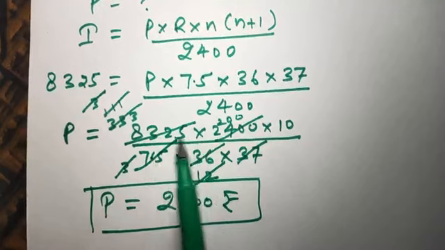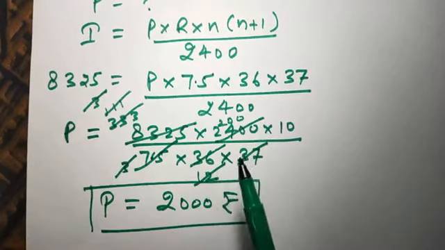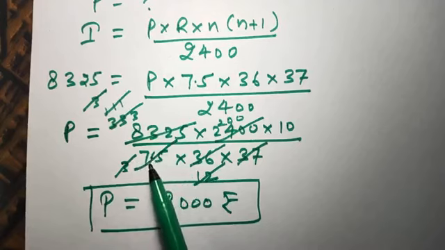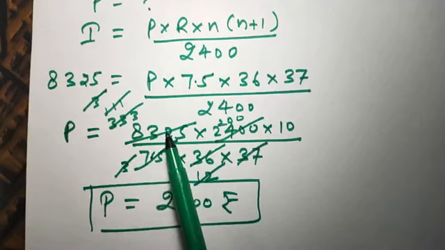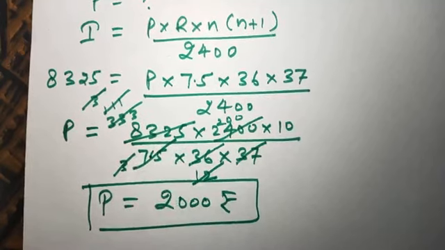To make the calculation easier, it's your choice to use your prudence. No need to simplify in a particular way; someone can cancel this 75 by 5 and also apply the same thing on this 8325. So it's your choice.